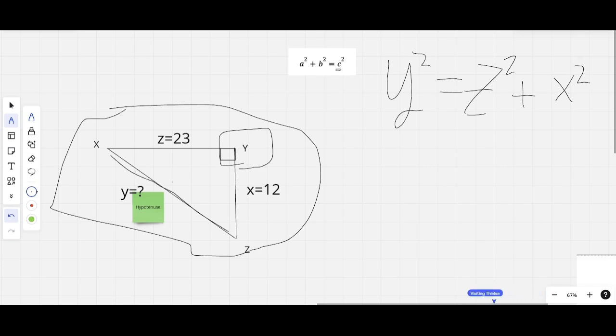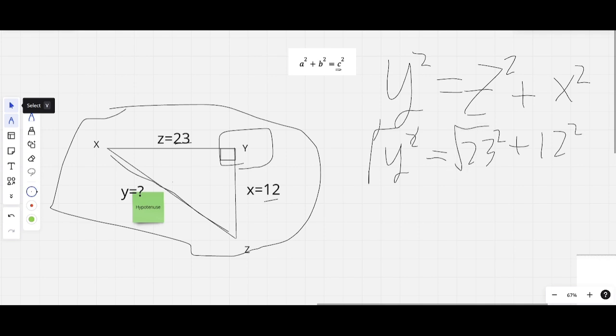So we can now input in our values of 23 and 12. So let's just do that. Y squared is equal to 23 squared plus 12 squared. Now let's isolate for y, because that is the variable that we want to solve for. So let's do opposite operations. Let's square root this side to get rid of the square, and then we have to square root the other side.